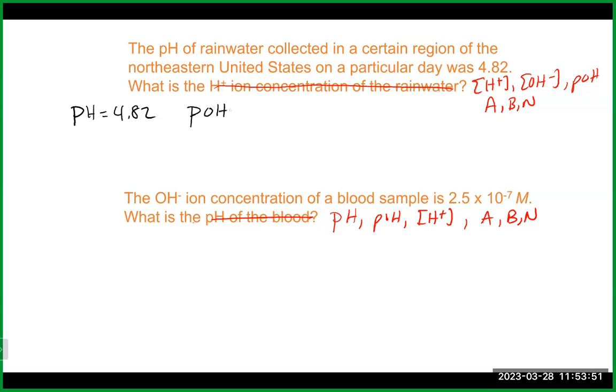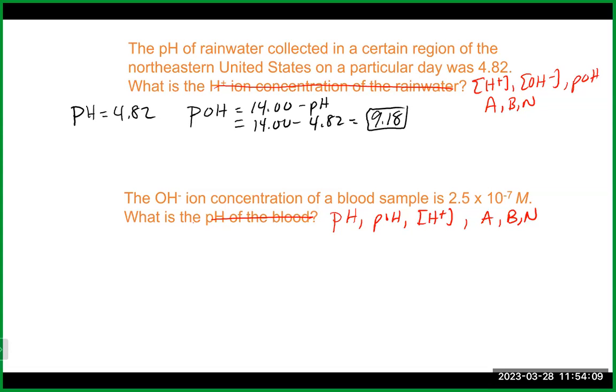So the pOH in this case would equal 14 minus our pH. So that's going to give us 14 minus 4.82. And that is going to be 9.18.